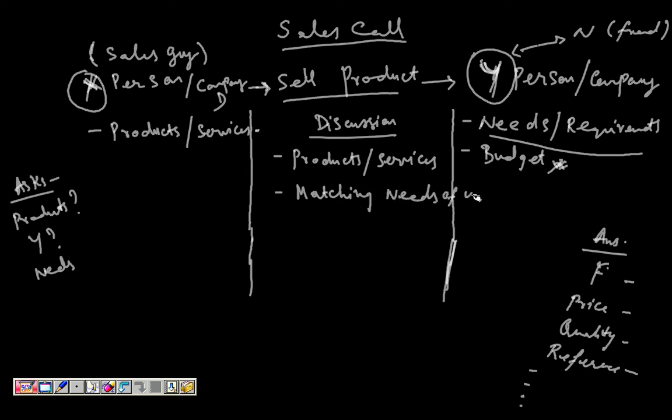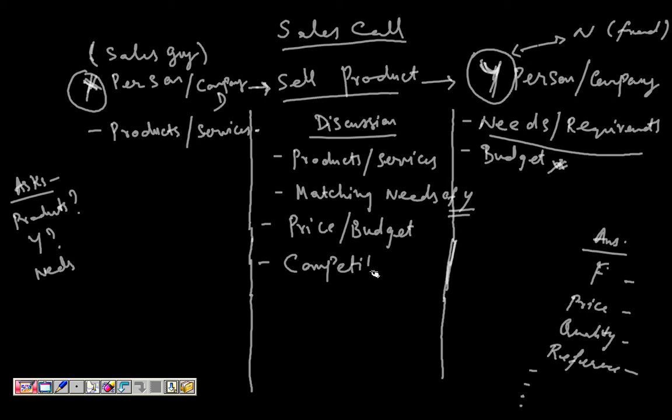Okay, then you have price, or let's say budget. Okay, whether Y is willing to spend so much money that person X is going to offer. So that's one point of discussion. Then you have competition. Okay, competition is defined by a similar product and services which is being sold by X can be sold by companies, a similar company which is also selling. So that is competition. So competition is also taken into consideration while taking a decision.